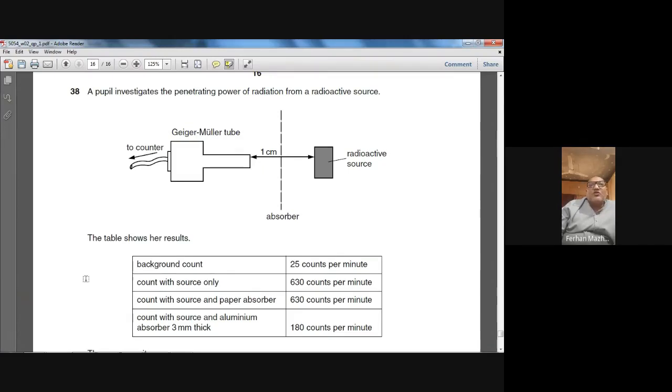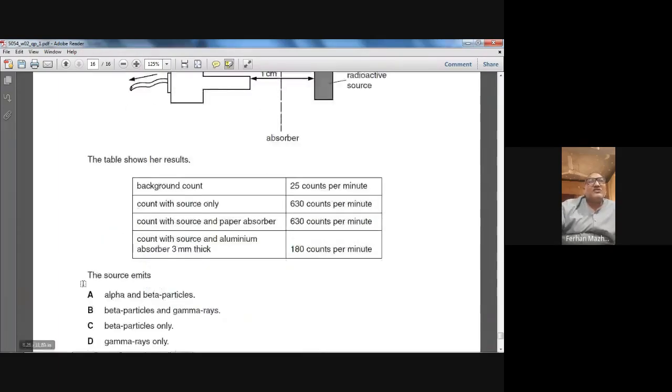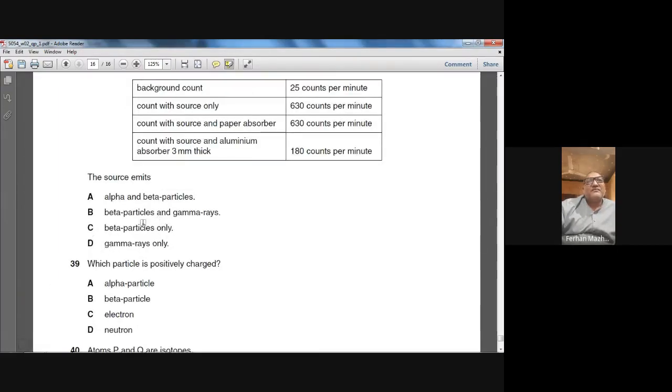Count with the source and aluminum absorber 3 millimeter thick. So when you put an aluminum of 3 millimeter thickness, the count rate dropped to 180. The count rate has not dropped to the background, but it has dropped. It means there are beta particles, because the beta particles might have been stopped by the aluminum. And there are gamma rays also, because if there were only beta particles, the count rate reading should have dropped to 25. So it means there are beta particles and gamma rays. The source emits beta particles and gamma rays.